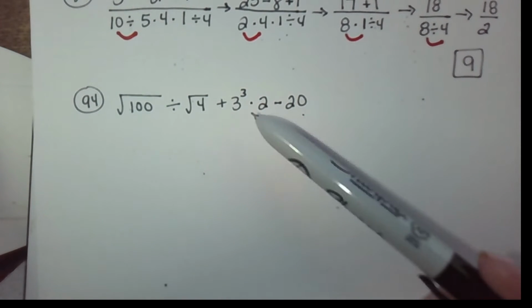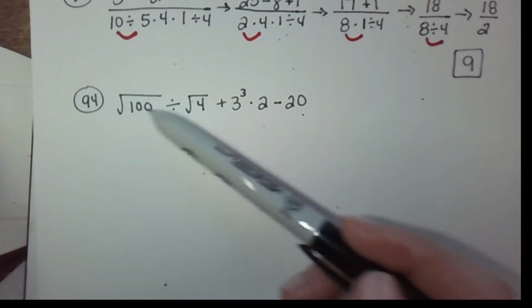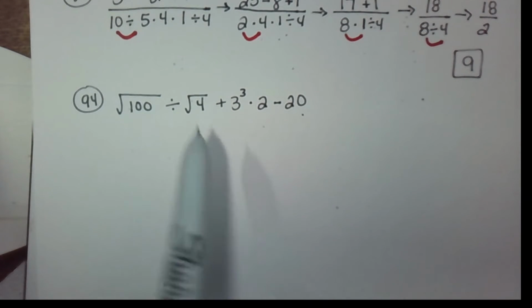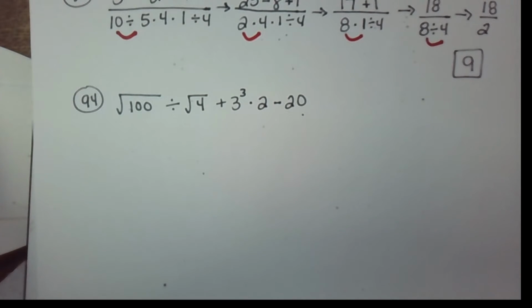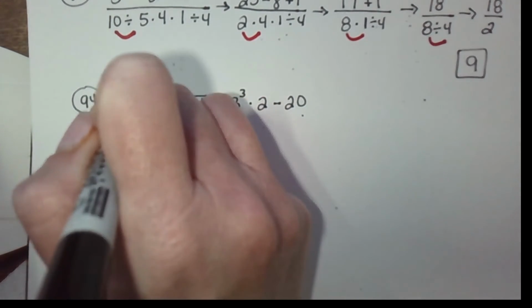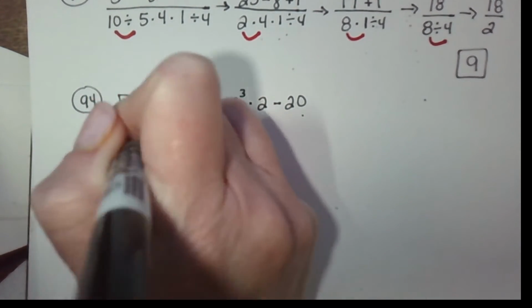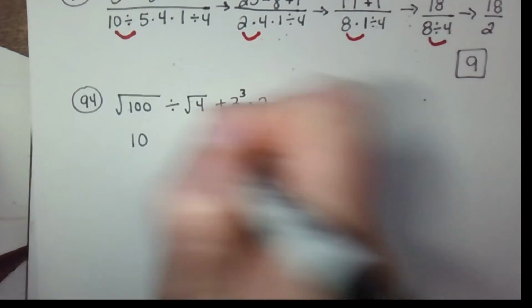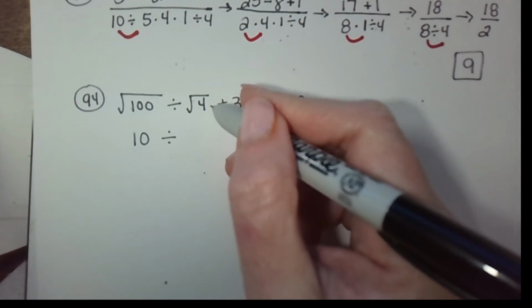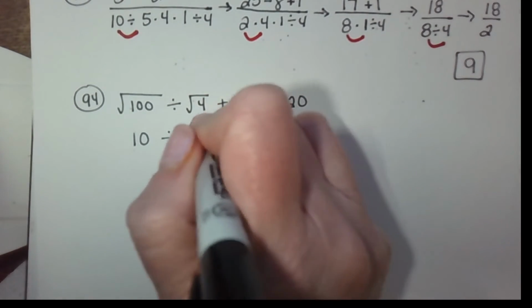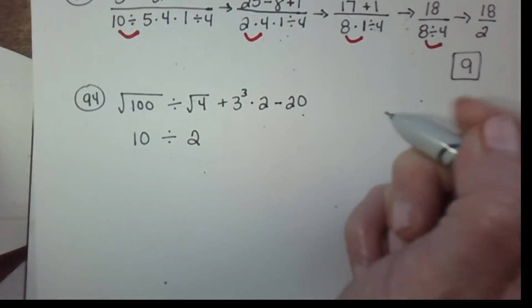So we don't have any other parentheses. Everything's down to one number under these radicals. So now we're ready to go ahead and take these square roots and resolve that exponent. So for square root of 100, what's the square root of 100? What number times itself gives you 100? That would be 10. Divided by what number times itself gives you 4? That would be 2. So square root of 4 is 2.